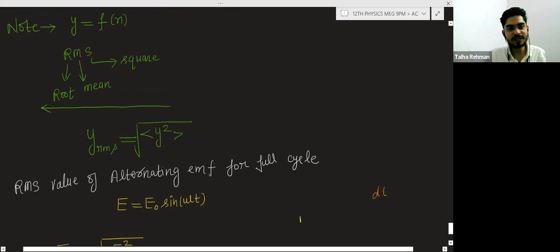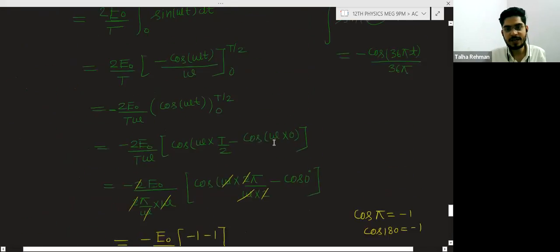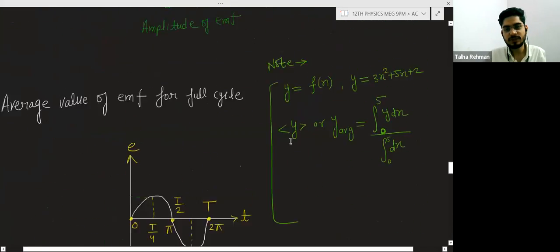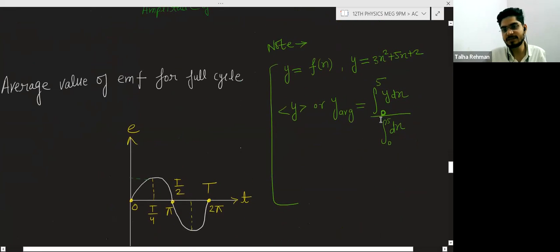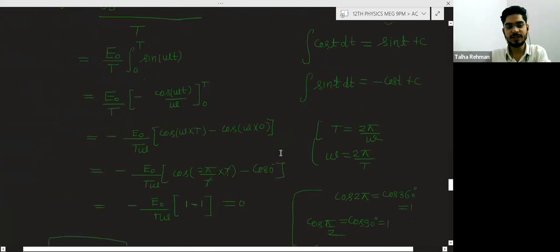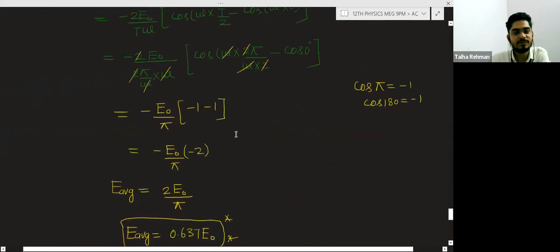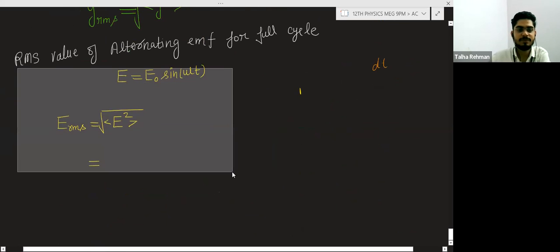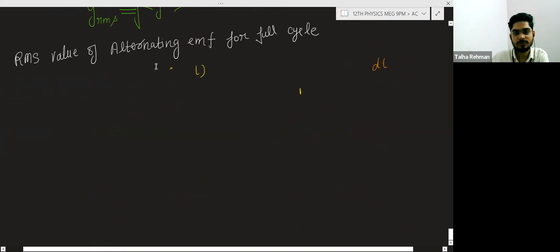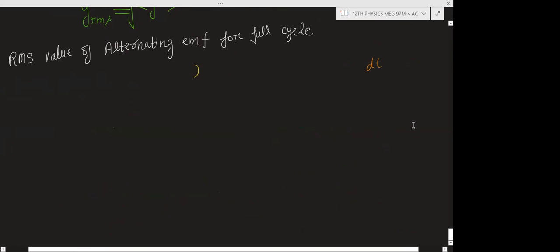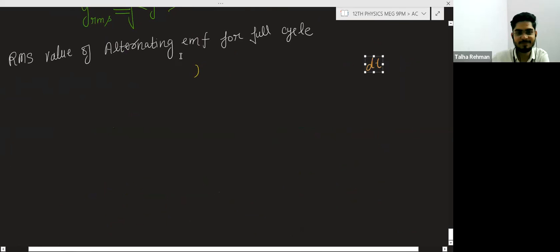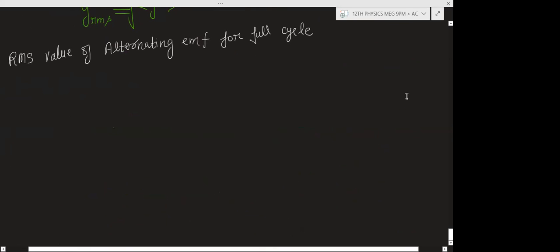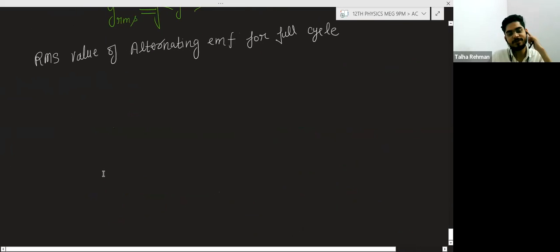I have told you we calculate the average value like this. Here I have written dx, but there I will write dt. I am telling once again, otherwise there will be problem. Got it now? Sir, I got it. But there is another method.